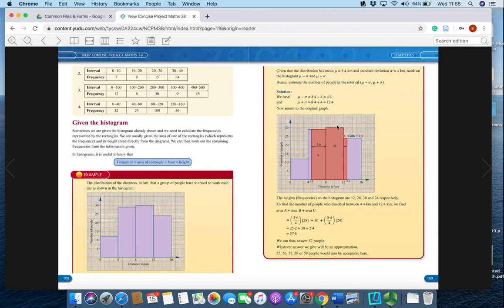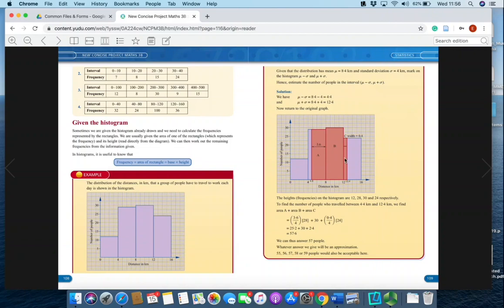Okay, so you have to read the heights off the graph. Sometimes it's nearly easier to draw out a table of your data. Between 0 and 4, I have 12 people, and I know that because it tells me here. Between 4 and 8, I have 28 people. I can read it off the y-axis. Between 8 and 12, I have 30 people here. And between 12 and 16, I have 24 people.